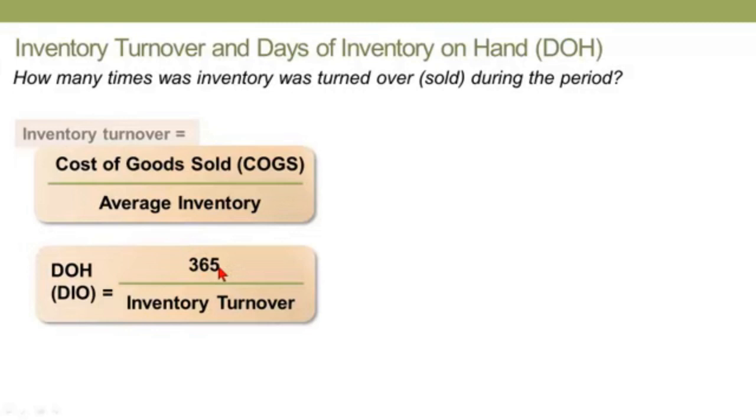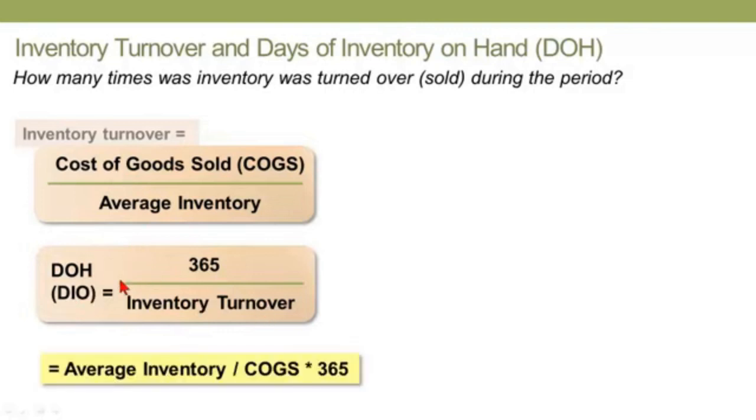Could use 360 there to get what the CFA refers to as days of inventory on hand, DOH. I think it's also just as common, maybe more common, you will see days inventory outstanding, which means the same thing. And since we've got the two ratios, you might be able to figure out that we could reduce this to a more elegant formula for the days of inventory on hand: average inventory divided by cost of goods sold, that would be pronounced COGS, multiplied by 365.